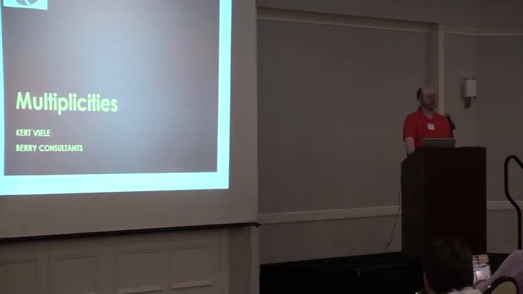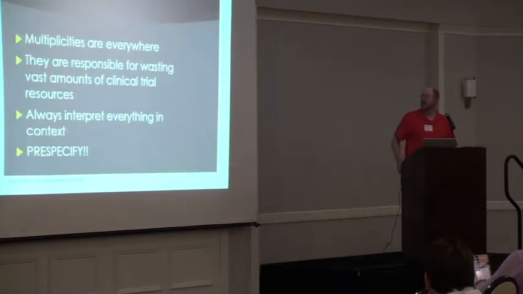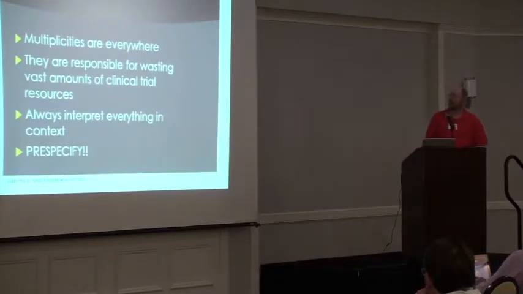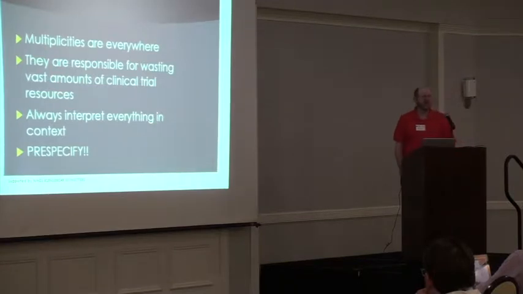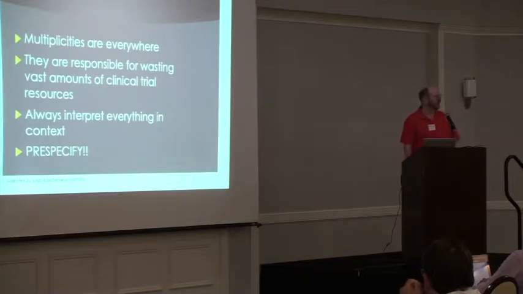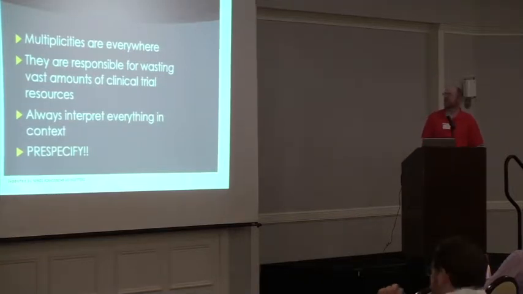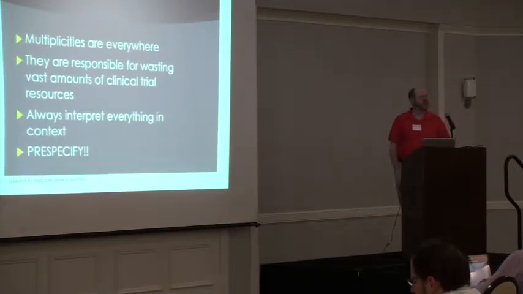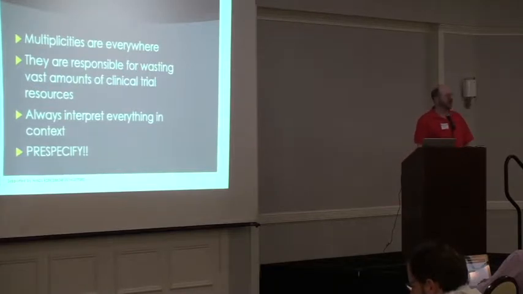So I'm going to talk about multiplicities. I'm going to give my summary here, which essentially says that multiplicities dominate research. Tons of decisions are based on them. I'm about to tell you what they are. And my summary is that these are basically responsible for wasting 50% of resources in clinical trials because we make bad decisions based on them. And so you need to always interpret results in context, and you need to pre-specify your analyses. And I'll talk about why in a moment.